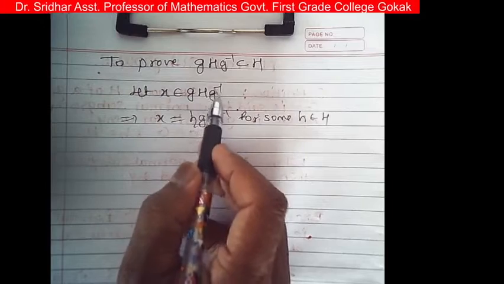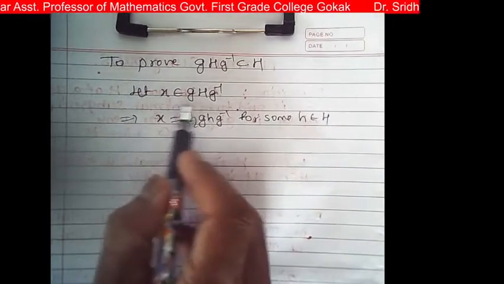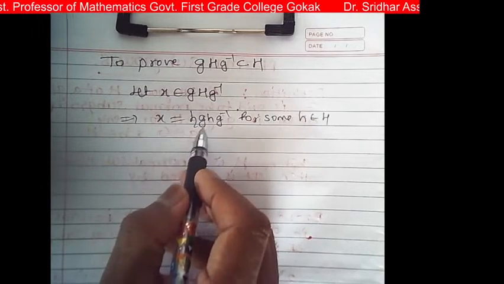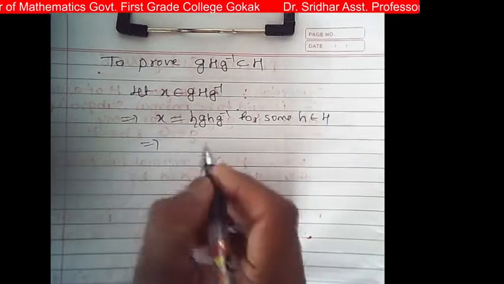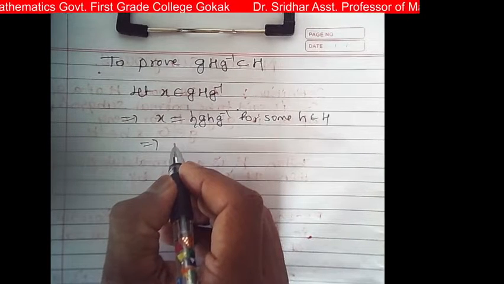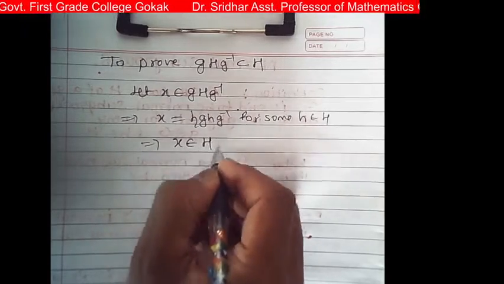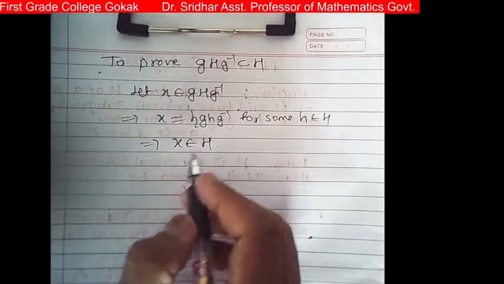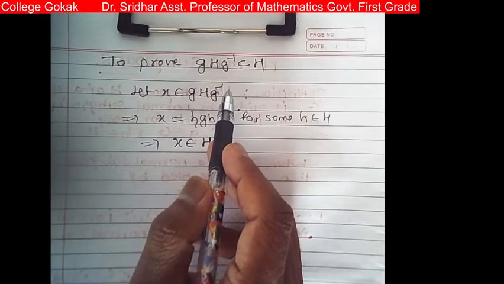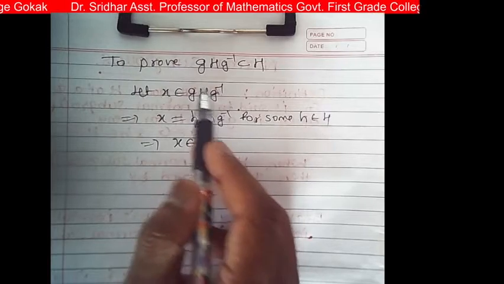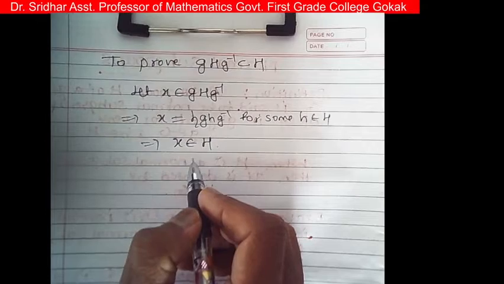Because gHg inverse is a set containing elements of the form ghg inverse. So when x belongs to this set, then x is of the form ghg inverse. This means that x belongs to capital H, because ghg inverse belongs to the set gHg inverse. So therefore x belongs to H.